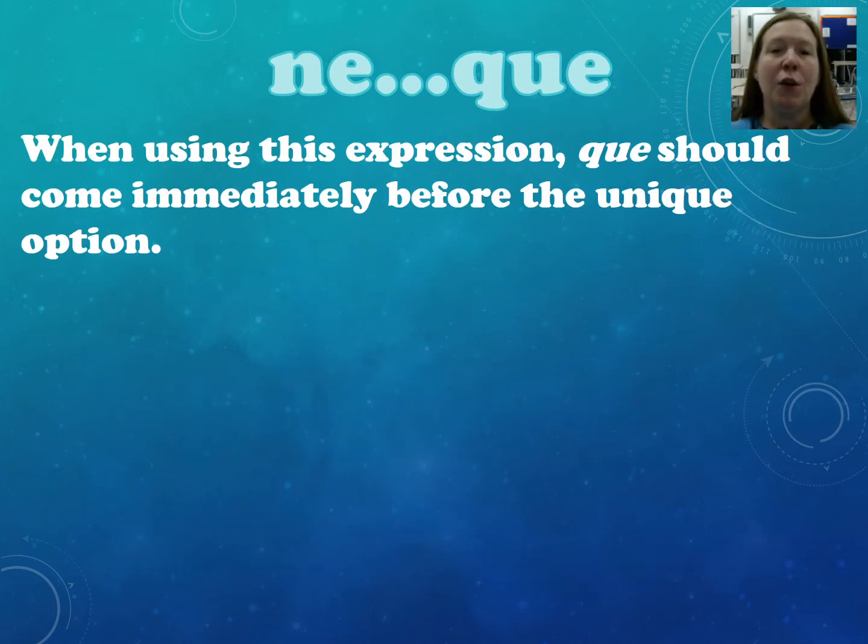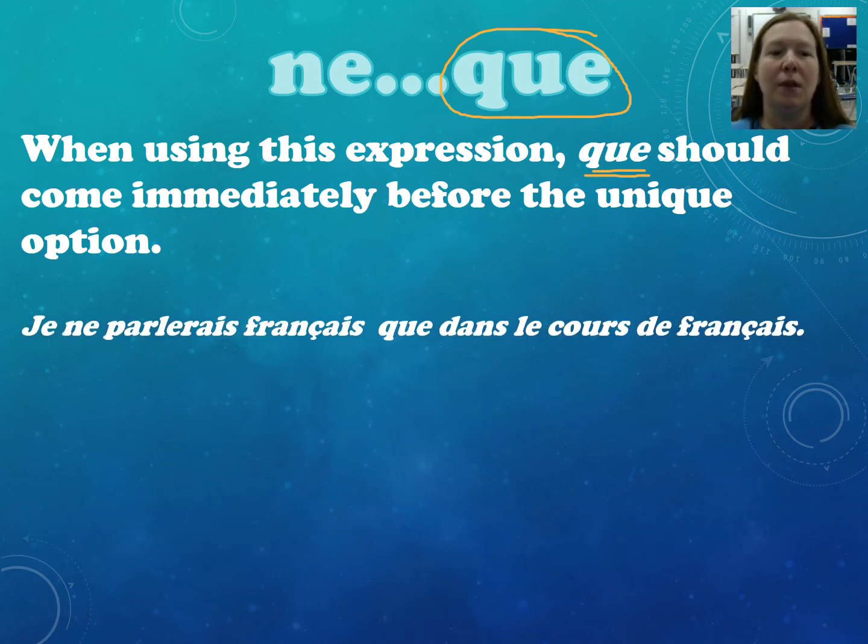When using the expression ne que, you have to be sure that que comes immediately before the unique option. This means that whatever you're saying is the only situation, the que comes directly before that. So here are some examples.